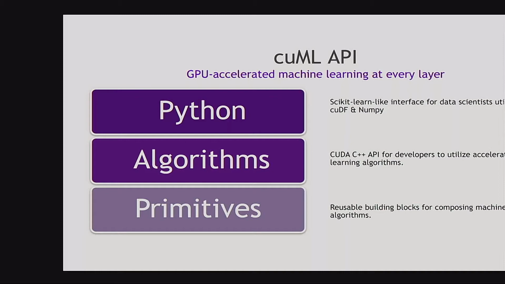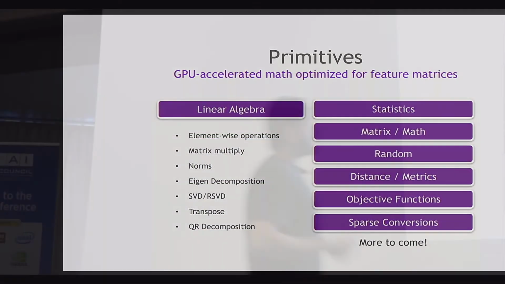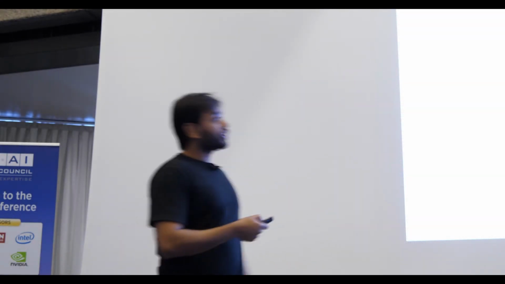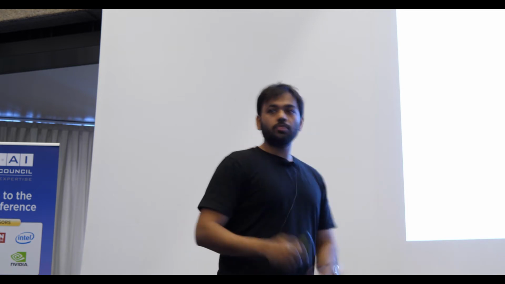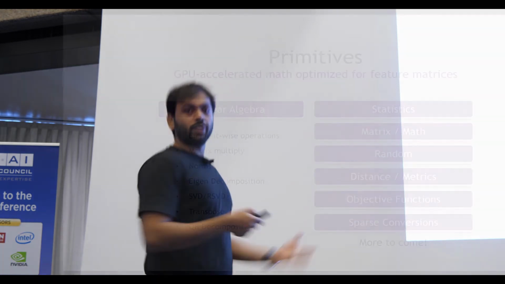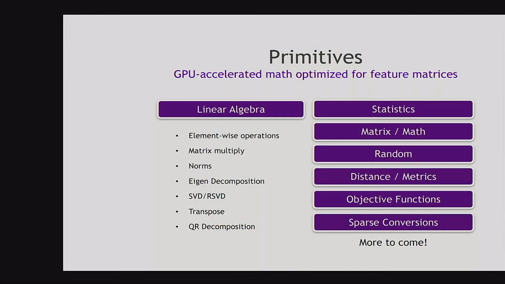So primitives are low-level, basic linear algebra operations. And there are a lot of primitives. In primitives, we have linear algebra things like element-wise operations, AX plus BY, a simple vector-level operation, or a simple matrix multiply, or norm, if somebody wants to find the norm of a vector. Eigenvalue decomposition, or a singular value decomposition, transposing a matrix, or doing a QR decomposition. Those are the ML primitives which are currently available.